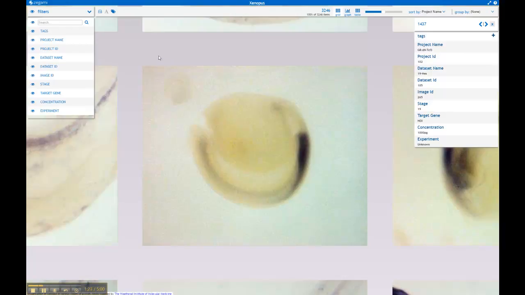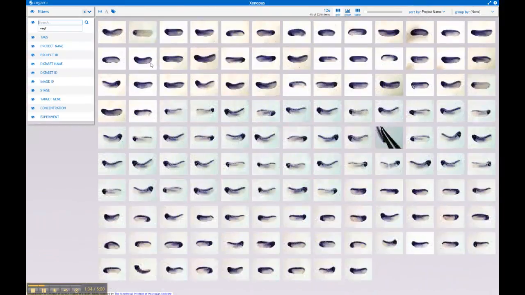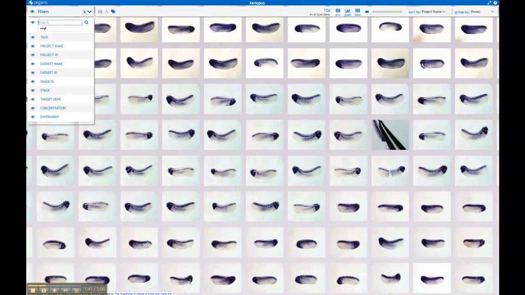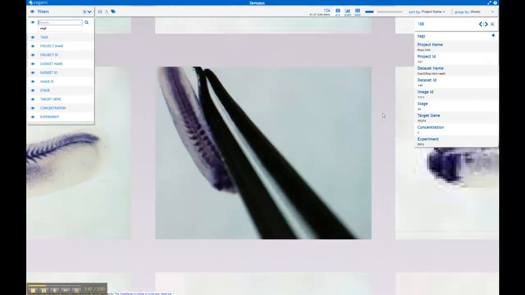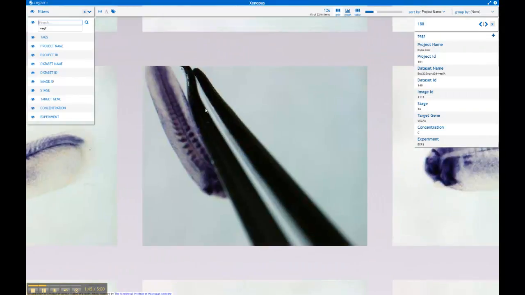So one thing we can do with all this information, we can do a simple search as you would do in any normal database. So VEGF is a gene, and as we look across here you can see all these look reasonably decent embryos, but what's really interesting is here we have this set of tweezers which has come through, and obviously we don't want that in the analysis.